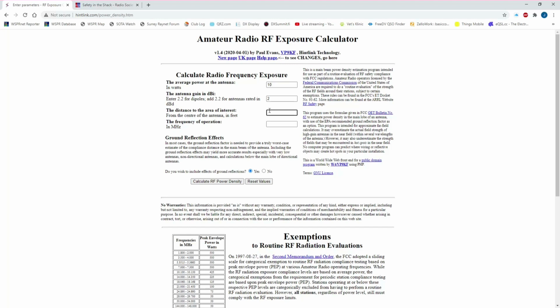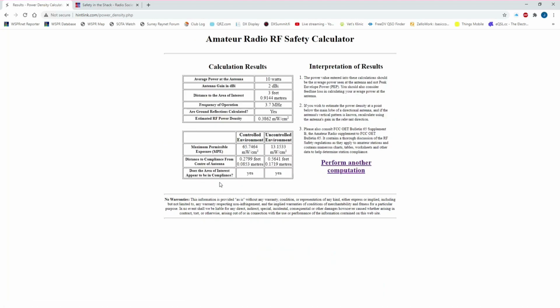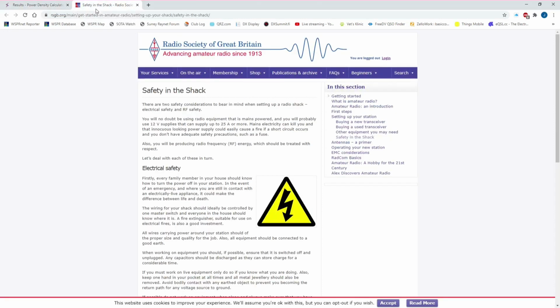So let's say I was 3 feet away from it. And frequency was roughly about 3.7 megahertz. Do we want to include effects of ground reflections? I guess so, might as well. So let's calculate that. It brings up this table, so it shows us what we've entered, estimated power density, and it says that it was safe. So for the person that questioned it, I was in absolutely no danger whatsoever, but like I say, it's a fair point.